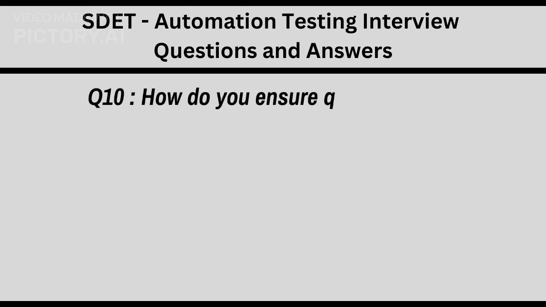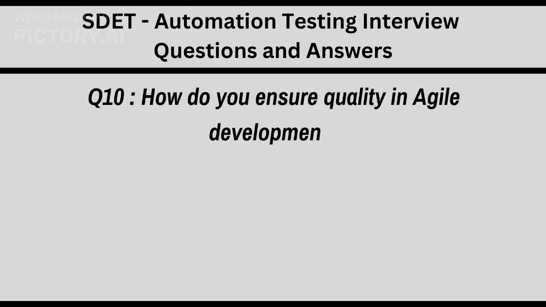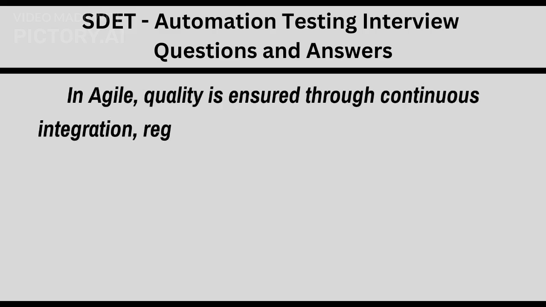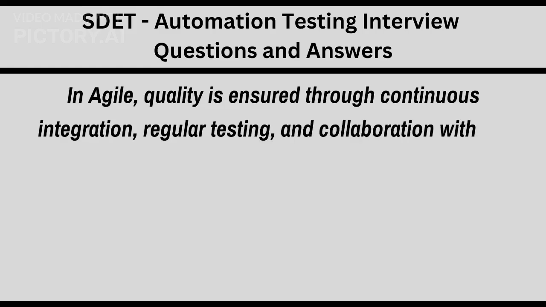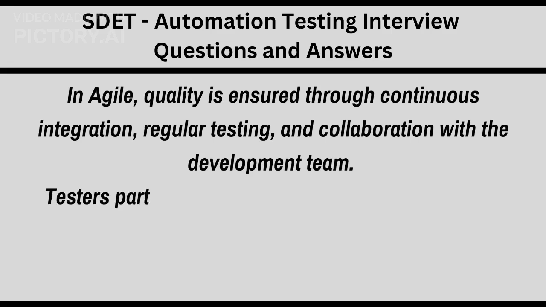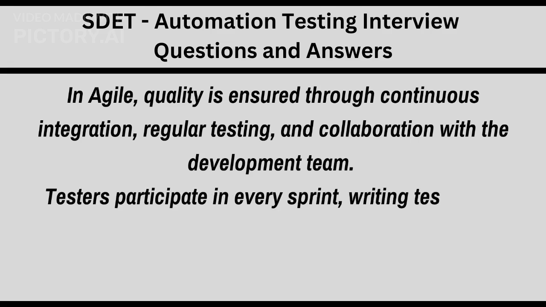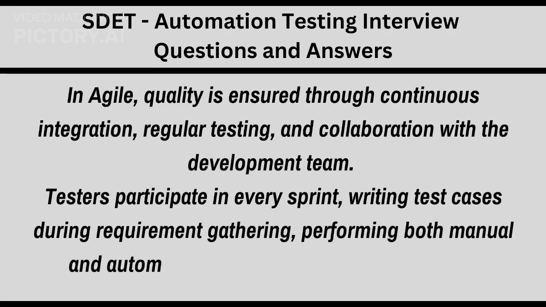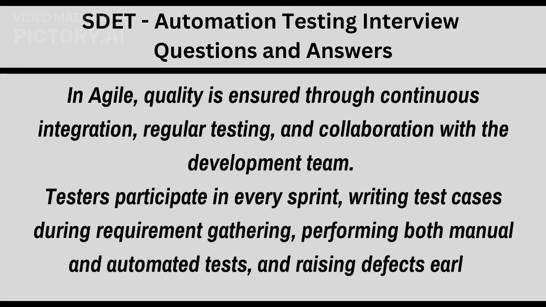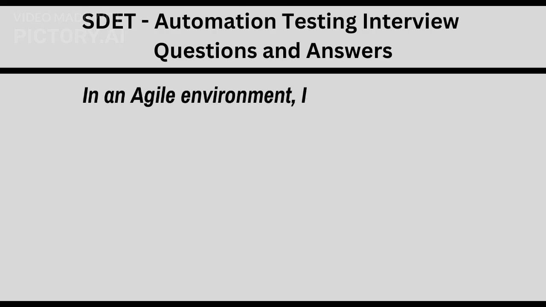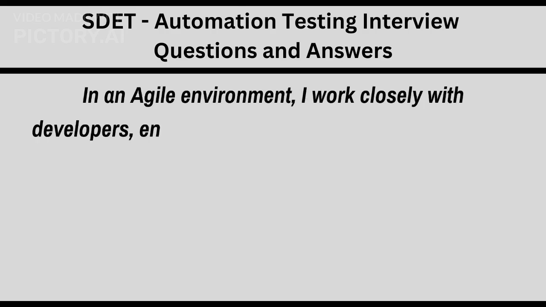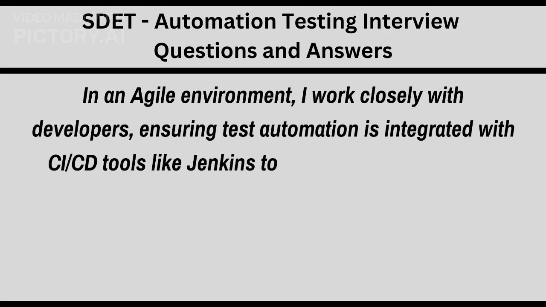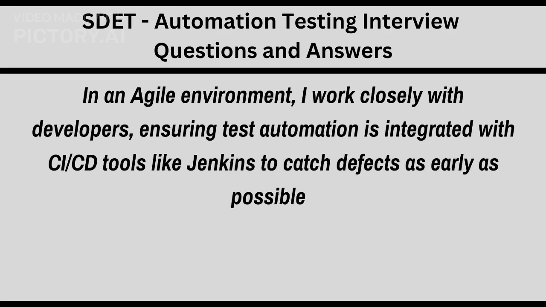Q10. How do you ensure quality in Agile development? In Agile, quality is ensured through continuous integration, regular testing, and collaboration with the development team. Testers participate in every sprint, writing test cases during requirement gathering, performing both manual and automated tests, and raising defects early. In an Agile environment, I work closely with developers, ensuring test automation is integrated with CI/CD tools like Jenkins to catch defects as early as possible.